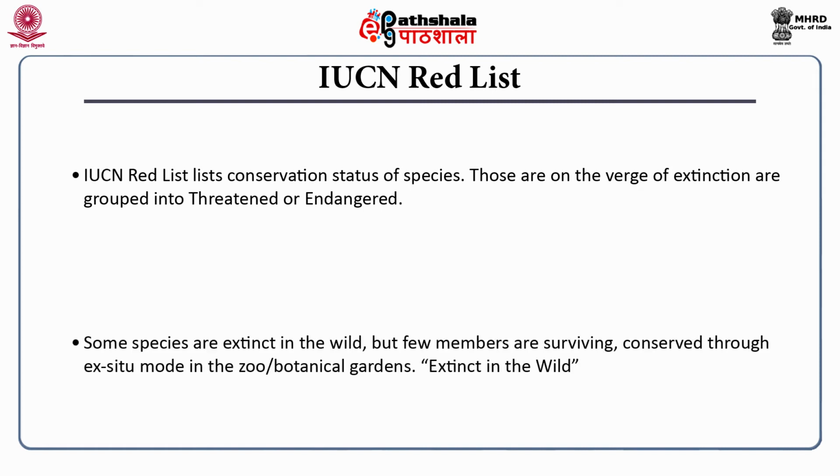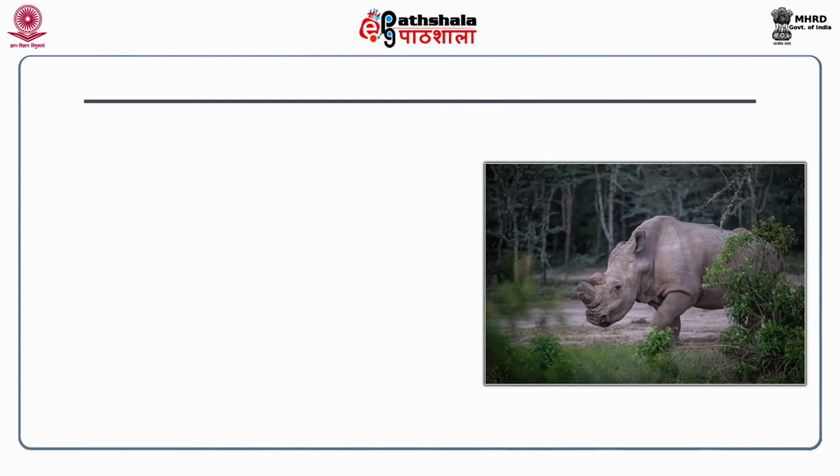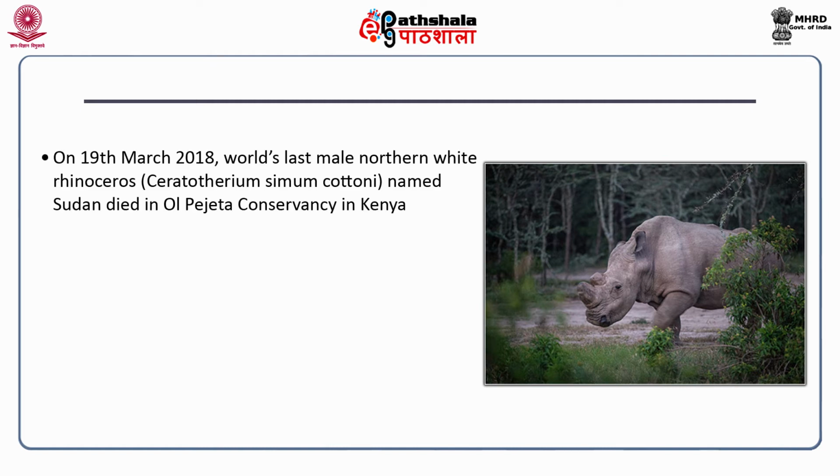Some species have gone extinct in the wild. The only surviving members of those species you can see in a zoo or botanical garden, the so-called ex situ conservation. Those species are called extinct in the wild. One example is the white rhino. Last March, on 19th March 2018, a few weeks from today, the world's last surviving male white rhino died.